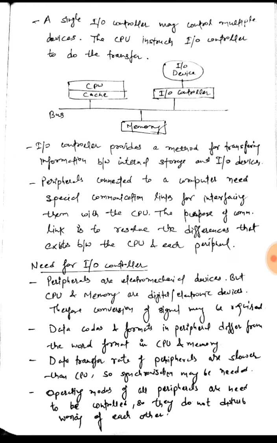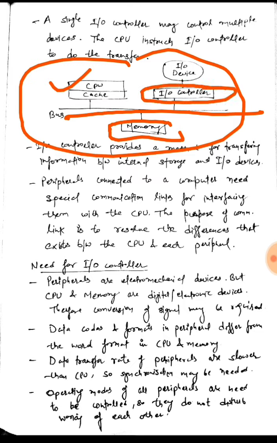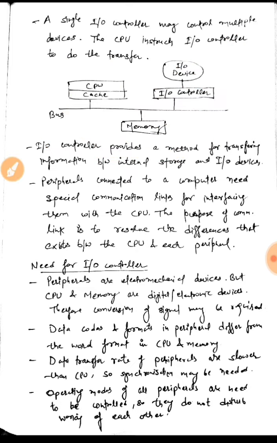So this can be the block diagram for that. A single input output controller may also control multiple devices. The CPU instructs input output controller to do the transfer. So if this is our bus, this is our RAM, this is CPU and cache memory, then input output controller will act as an interface between the input output devices and the computer's main memory or the central processing unit.